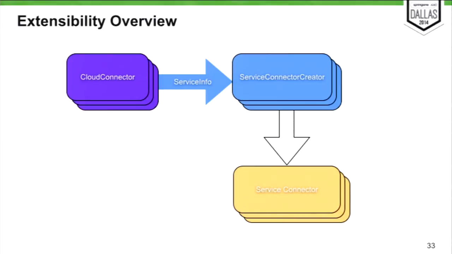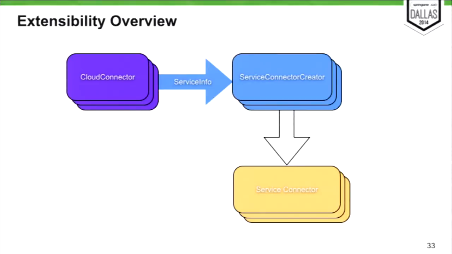So this is kind of a diagram of the components that are inside of Spring Cloud. The Cloud Connector is the piece of code that knows how to go out and inspect the operating environment to determine if it's Cloud Foundry or Heroku or something else, and then pull that data out of the environment, usually from environment variables, but it can really do whatever you want the code to do.